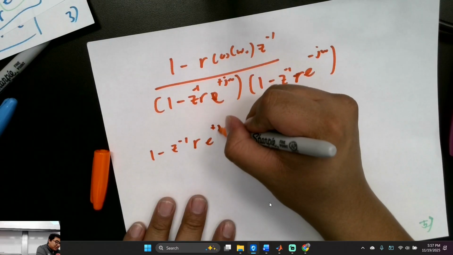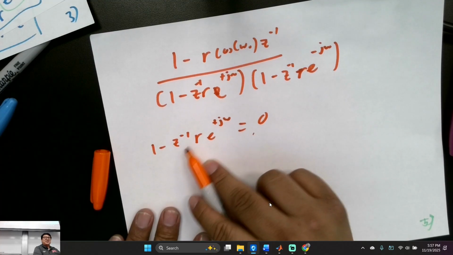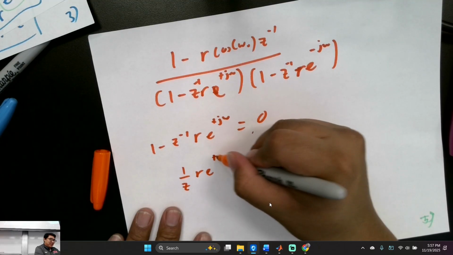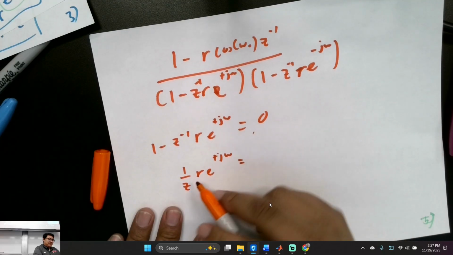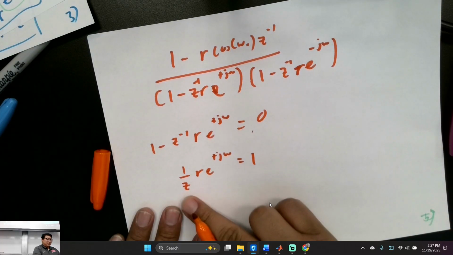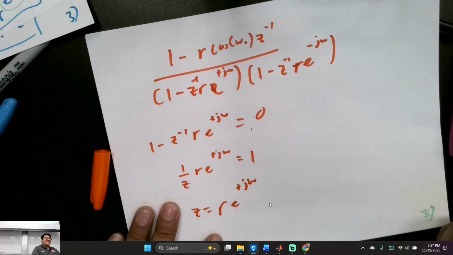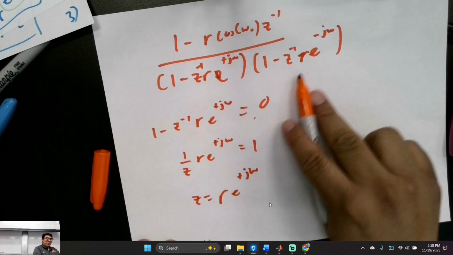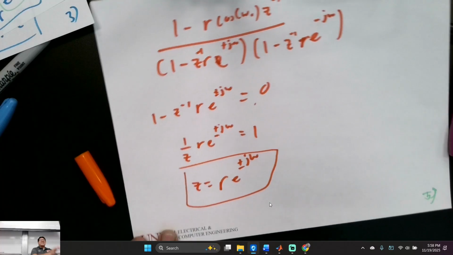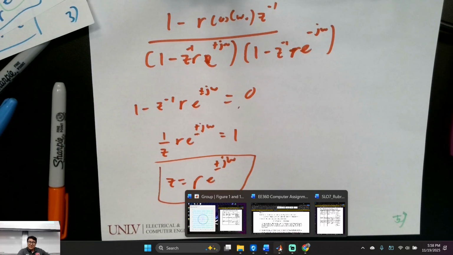R e to the plus j omega has to be equal to 0, okay? But what's another way of writing z to the minus 1? 1 over z r e to the positive j omega, right? Is equal to, does anyone bother if I do this? Right? Then just move this z over there. Is that good? And then if you want to do it for both these cases, just do minus, minus, minus. There you go. That's looking much better. And then that proves your assignment. Okay?